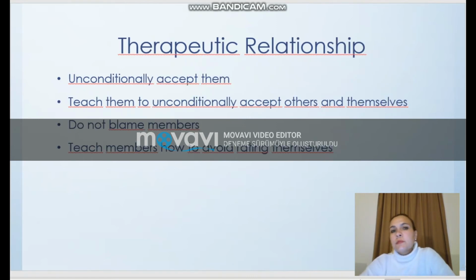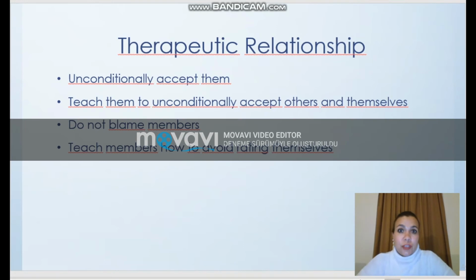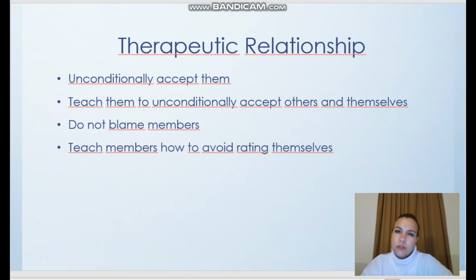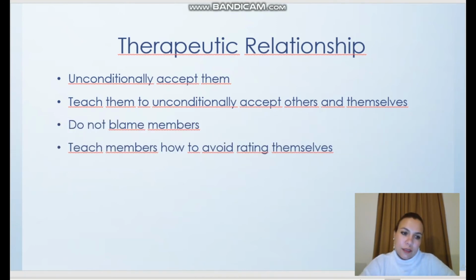Here, you will see some similarities with experiential approaches, in that the therapists generally unconditionally accept the group members and teach them to unconditionally accept others and themselves. So we had seen this especially in the person-centered approach, right? Unconditional positive regard, but also in most of the experiential relationship-oriented approaches as well. And members do not blame each other. Of course, the therapist doesn't blame the members. And the therapists teach members how to avoid rating themselves.